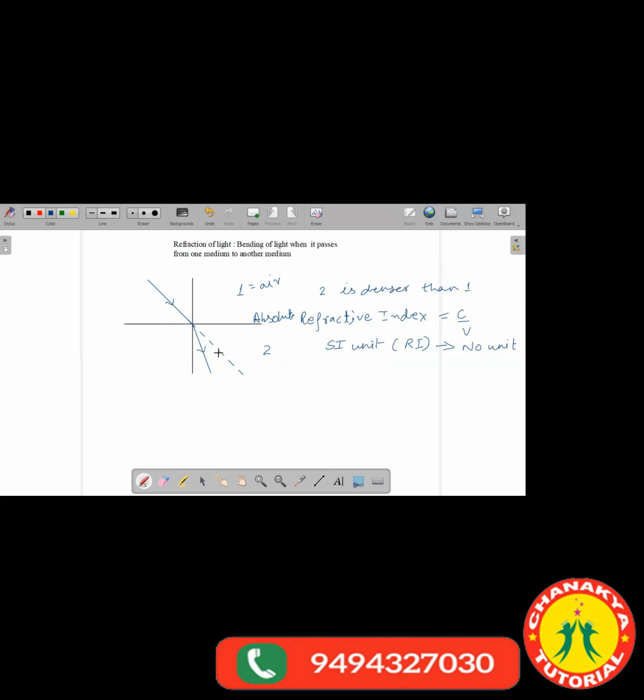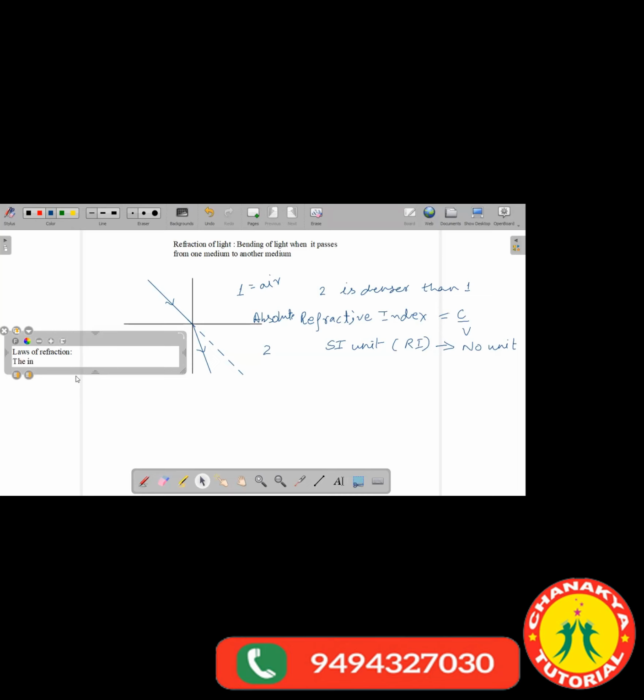Now we will discuss the laws of refraction. Earlier we had discussed the laws of reflection. Can anyone give me the laws of reflection? Angle of incidence is equal to angle of reflection. Okay, any other?